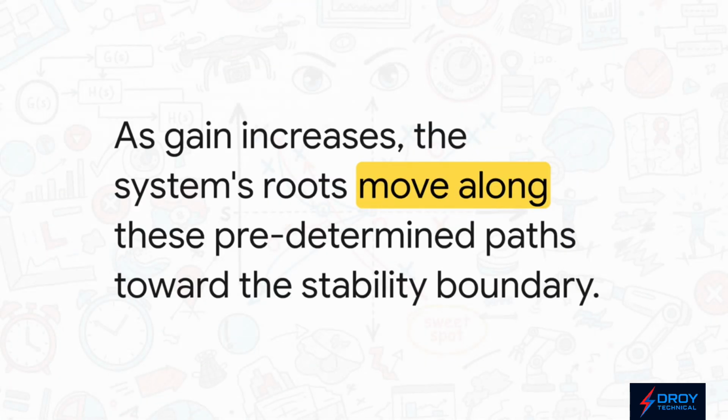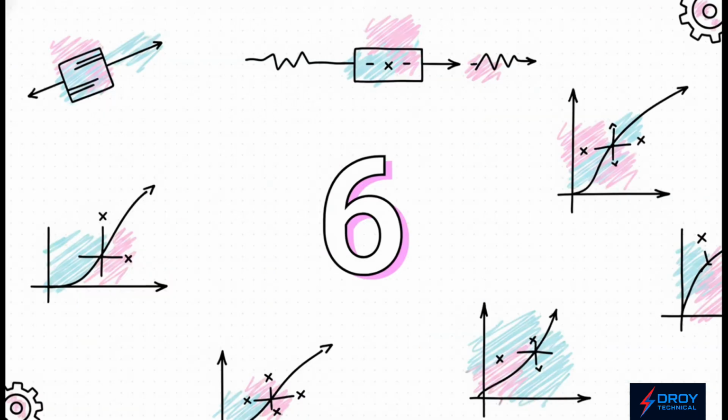But as we start turning up that gain knob, the system's roots start to move. They travel along these paths that we've already drawn, heading out from the poles and getting closer and closer to that stability boundary. And then we hit the tipping point. At a very specific gain value, K equals 6, two of our paths cross that critical vertical line. The instant they cross over, our nice, stable system becomes unstable. It breaks into these uncontrolled oscillations. And that's the power of the map. It doesn't just tell us if it will fail, it tells us exactly when.